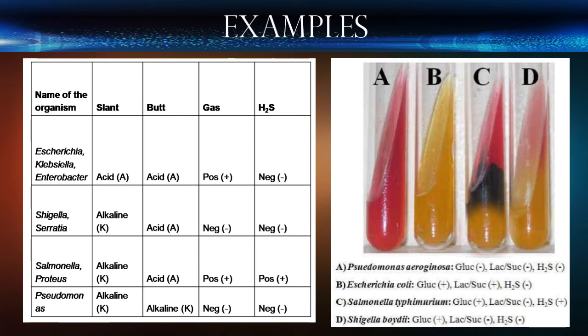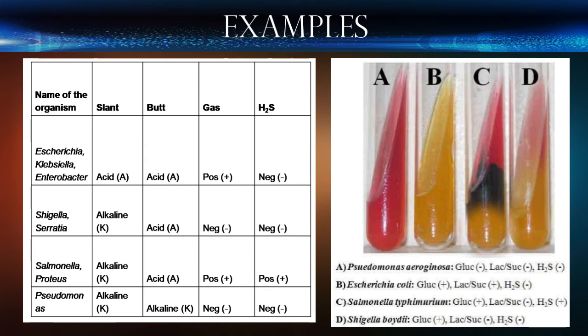Examples. In case of an acidic slant and acidic butt with production of gas and no production of H2S, examples are Escherichia, Klebsiella, and Enterobacter. If an alkaline slant with acidic butt with no gas production and no H2S production, then examples are Shigella and Serratia.